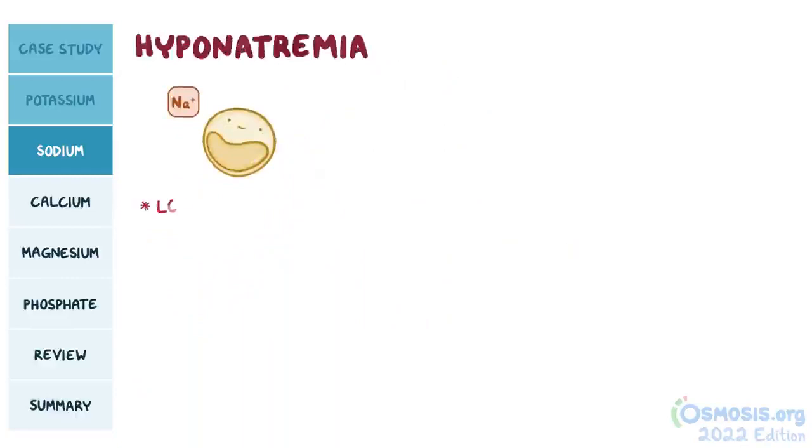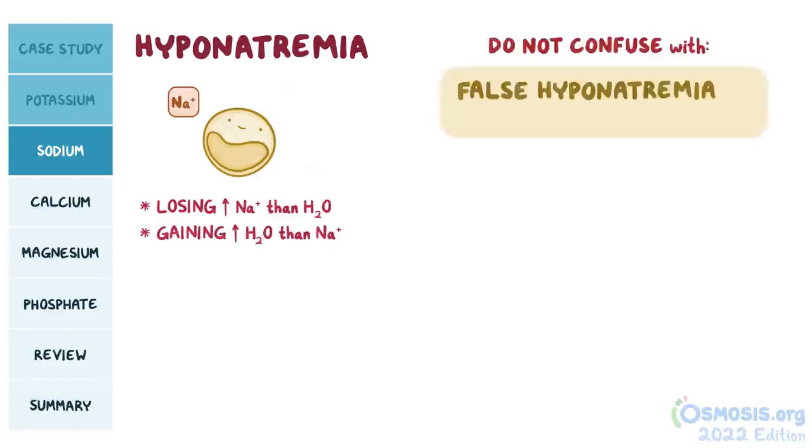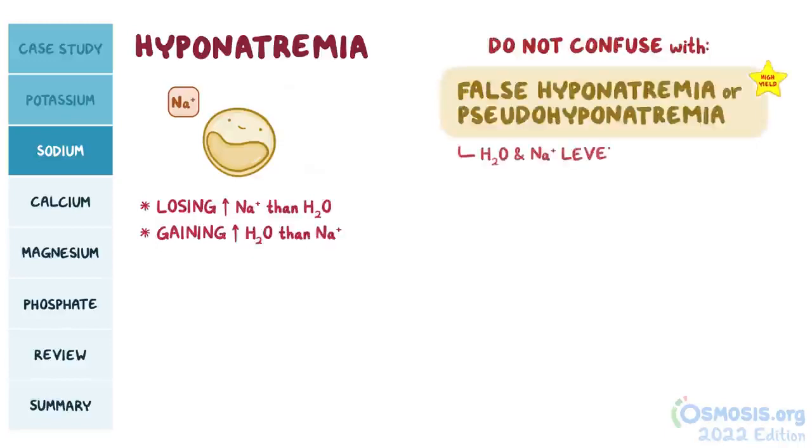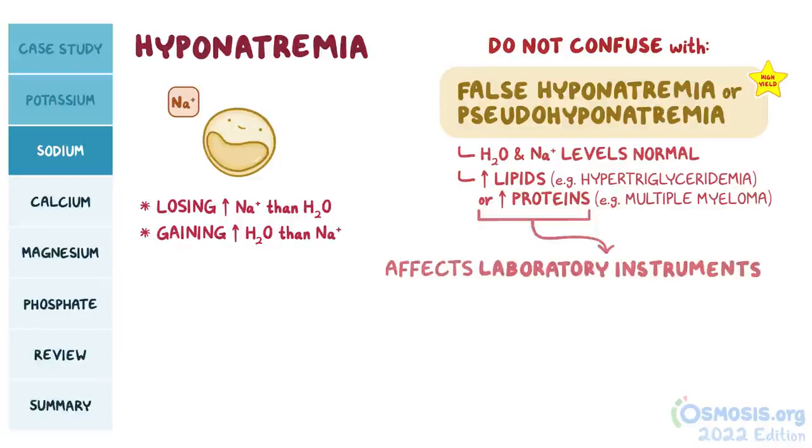On the other hand, true hyponatremia, or low concentration of sodium in the extracellular fluid, can be caused by either losing more sodium than water or gaining more water than sodium. This shouldn't be confused with false hyponatremia or pseudo-hyponatremia. This is where the body water and sodium levels are normal, but there's an excessive amount of lipids, like in hypertriglyceridemia, or proteins, like in multiple myeloma. High levels of lipids and proteins affect the laboratory instruments that measure the sodium concentration, making the instruments say the sodium concentration is too low.